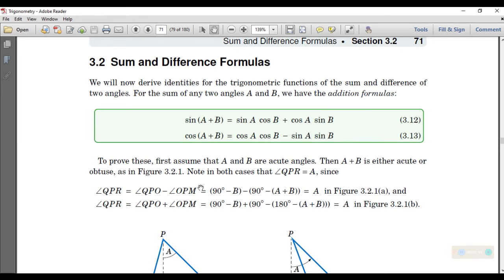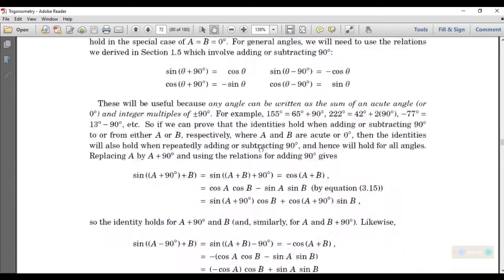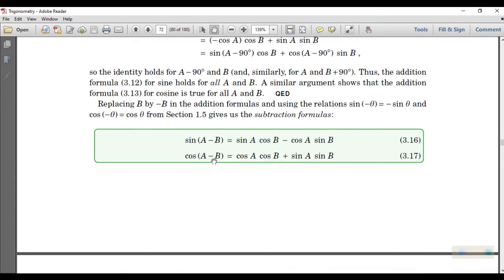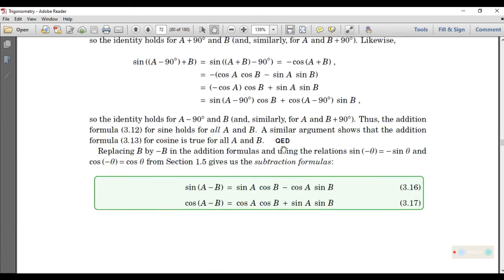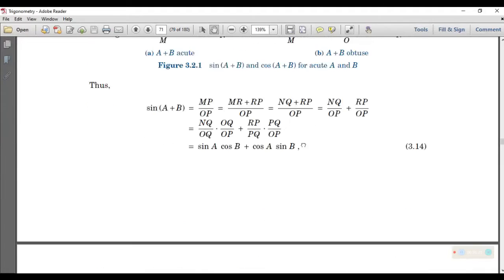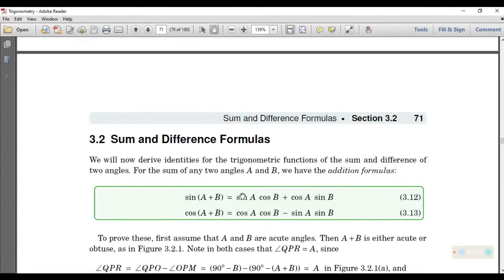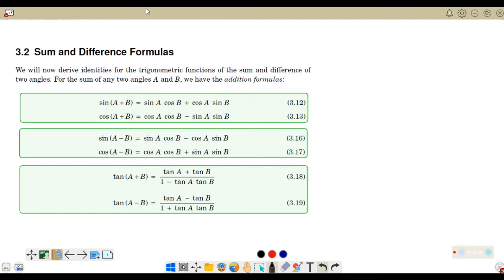We have the sum, sine A plus B, cosine A plus B. The difference, we have sine A minus B, cosine A minus B. And finally, for the tangent, we have tangent A plus B and tangent A minus B. And also, I will be giving you keywords so that you will always remember the sum and difference formula of this chapter. So, dito sa sum muna, we have sine A plus B.